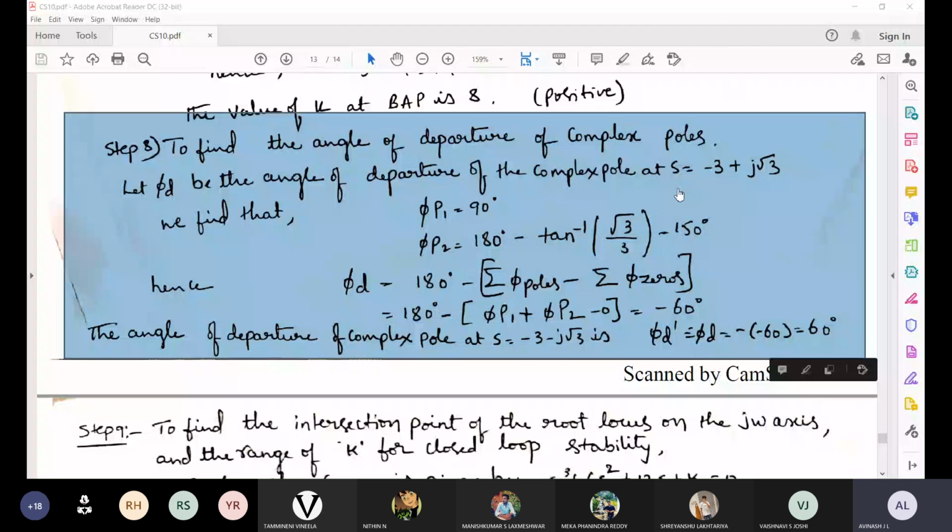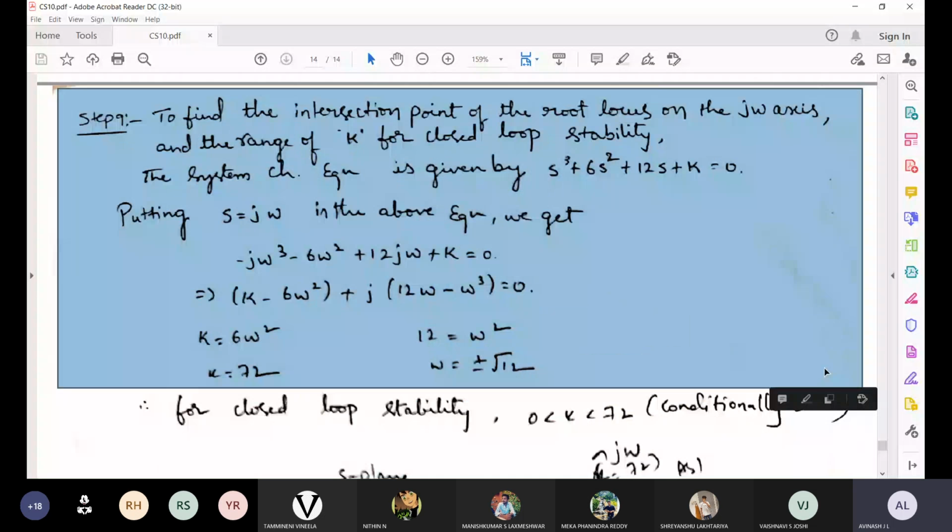Next, we have step number 9. In step number 9, you can see that once again we are finding the angle of the point of intersection. So here, to find the intersection point of the locus on the j omega axis and the range of k for closed loop stability, the system characteristic equation is given by s cube plus 6s square plus 12s plus k equal to 0.